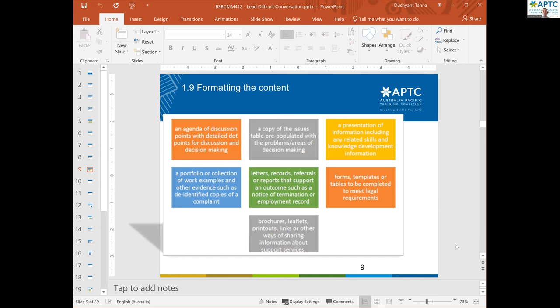Now, what should go in the content? An agenda of discussion, pointed with dot points for discussion and decision making. A copy of the issue. A presentation of the information. A portfolio collection of work examples, some letter records, some forms or templates, and some brochures, like all the resources that you need.